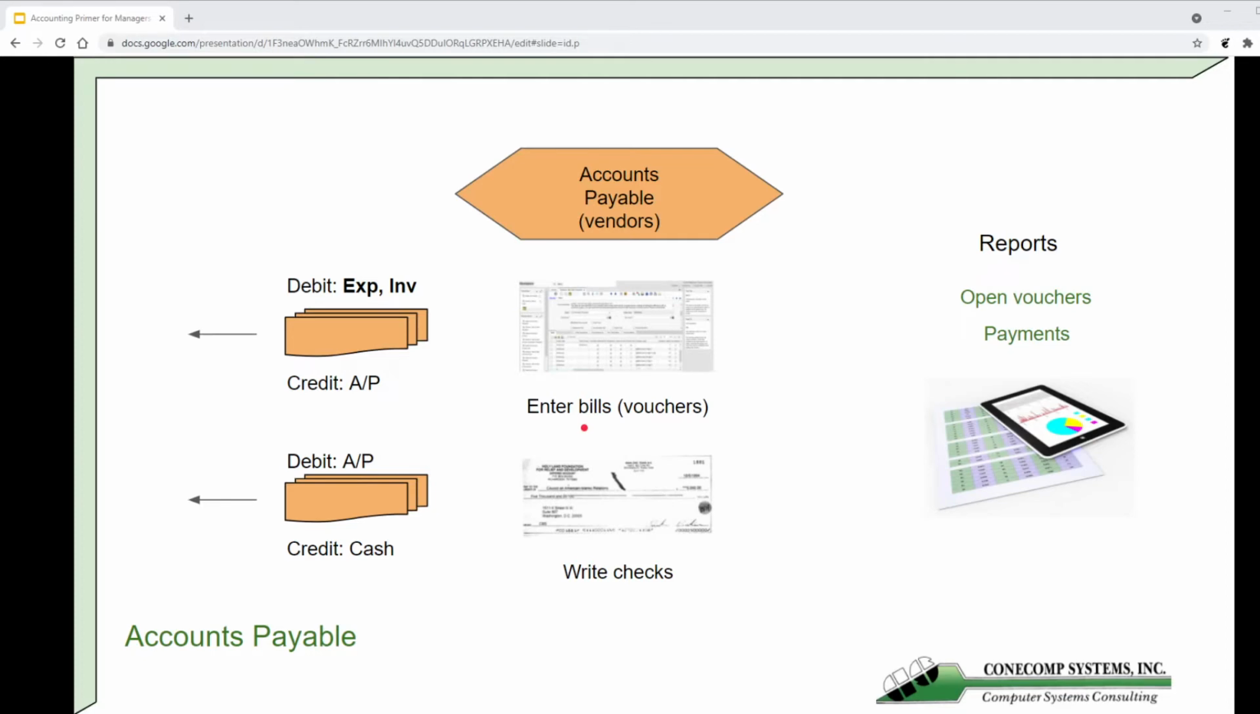What should accounts payable do for you, or what should you be looking at? There's two reports of interest in accounts payable. One is the open vouchers report. And what that is, it's a list of the vouchers waiting to get paid.